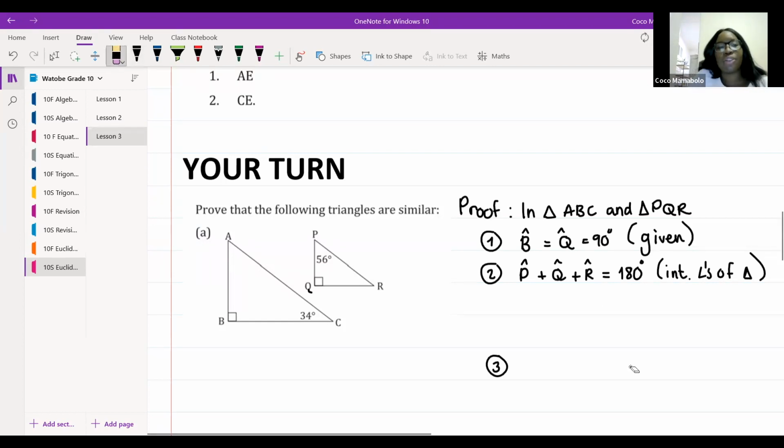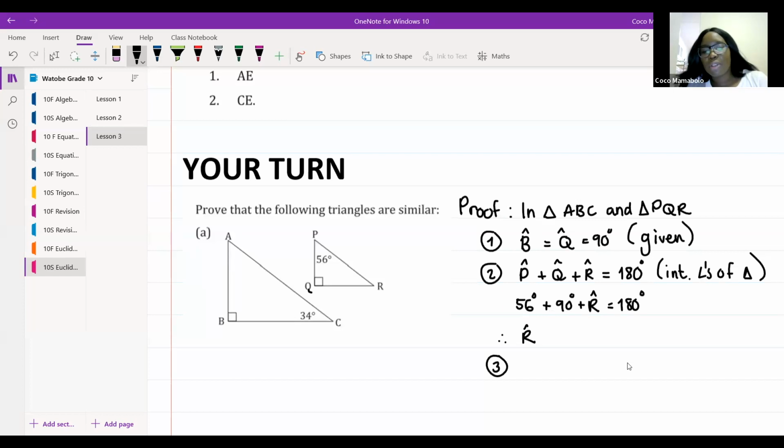I want you guys to go ahead and do that. We know that angle P is equal to 56 degrees plus Q, which is 90 degrees, plus R that we're trying to figure out. This is equal to 180 degrees. Therefore, angle R is equal to how much? I want you guys to calculate for me and tell me how much is angle R equal? Good, Patu. That's it. Technically it should be equal to 34 degrees.